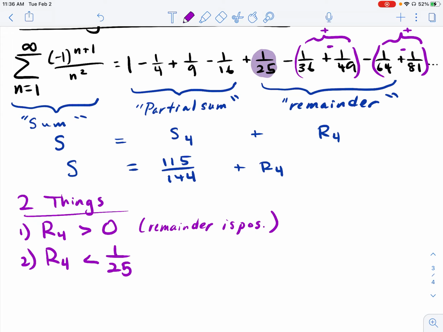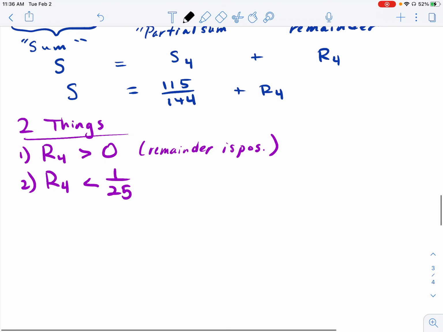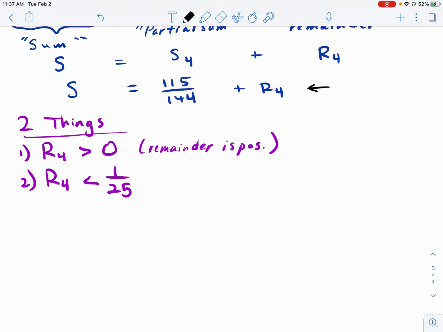From here, this gives us a good sense of what our bounds for our remainder must be. Borrowing from this line here, and keeping in mind the two things we just established, I can say the following. I know that the actual sum of my series is greater than S sub 4. It's greater than my partial sum. I'll write the actual value underneath: it's greater than 115 over 144. I know that for certain.